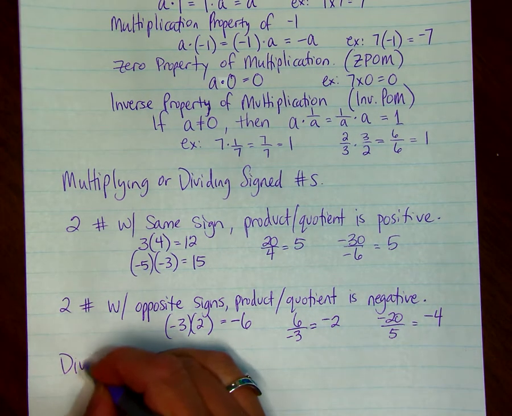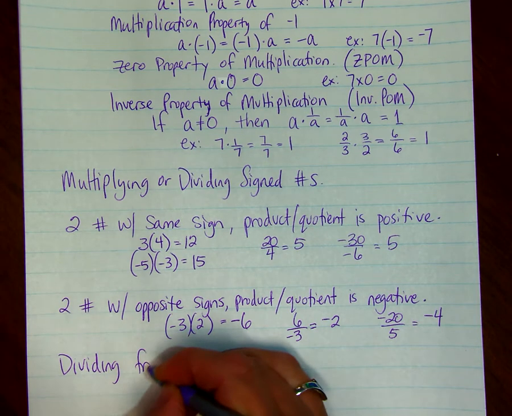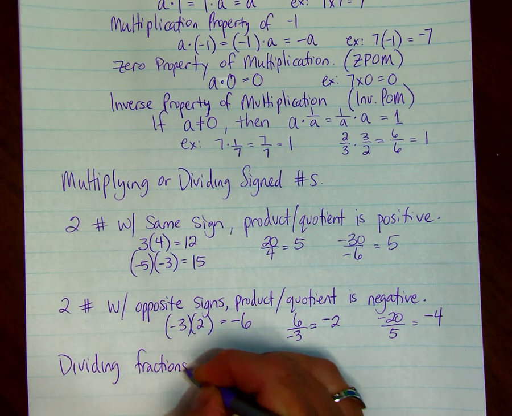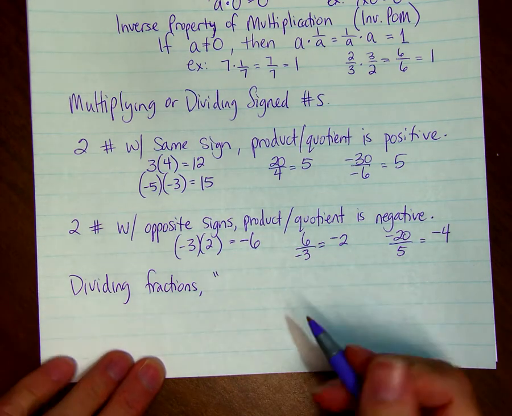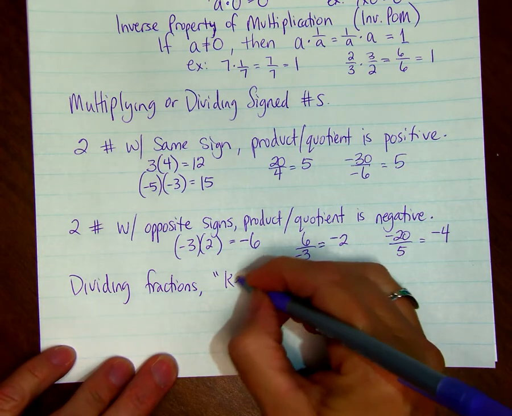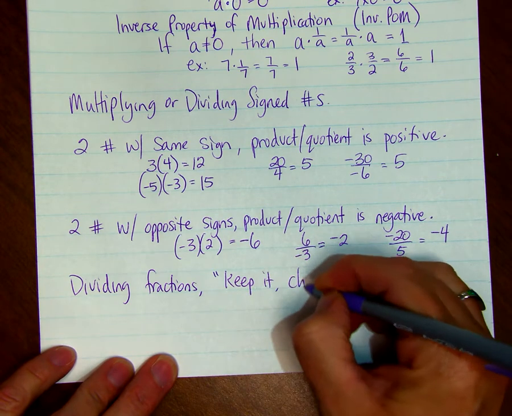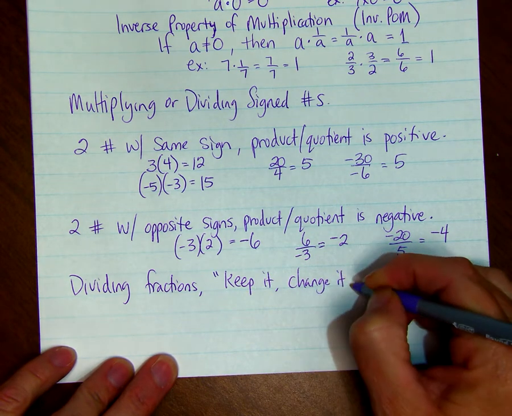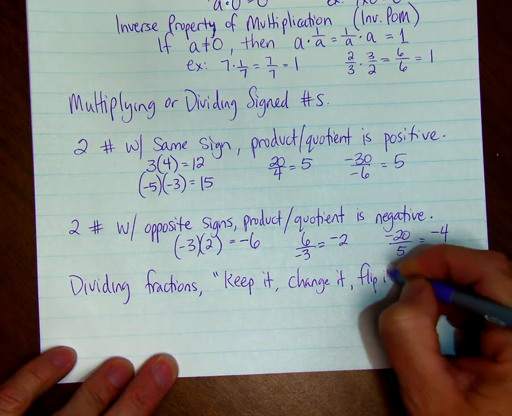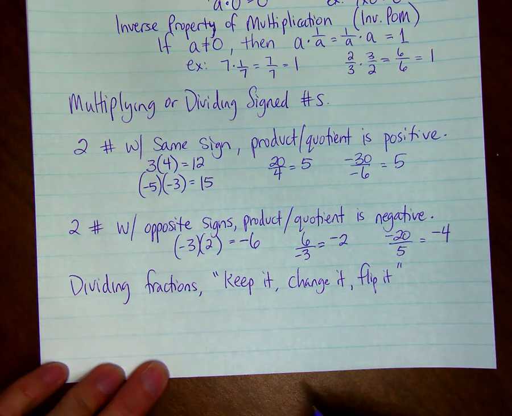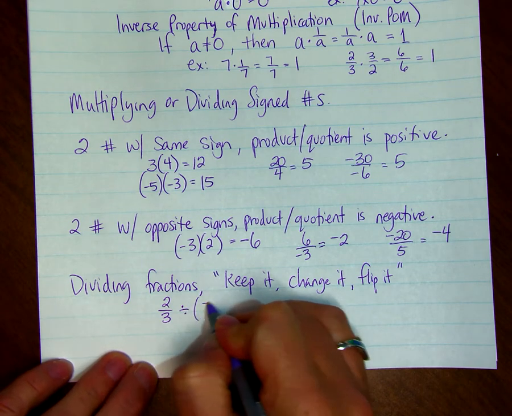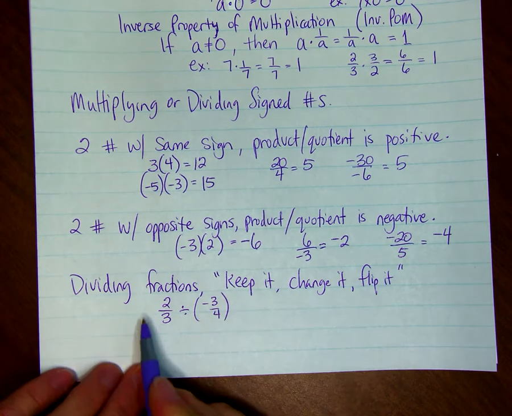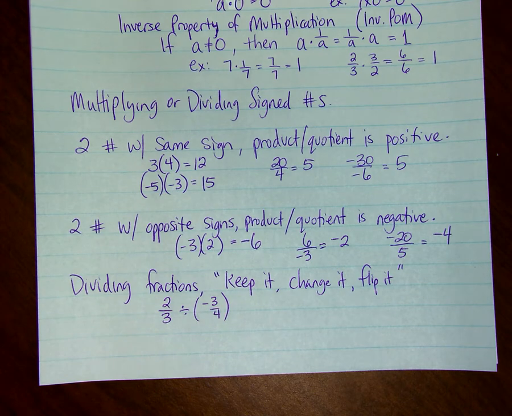When we are dividing fractions, that's when we think of the saying, keep it, change it, flip it. Some kids have learned it as copy, dot, flip, which is the same thing. Keep it, change it, flip it. Okay, let's do an example. 2/3 divided by a -3/4. I have a positive divided by a negative. I know right away that my answer will be negative.